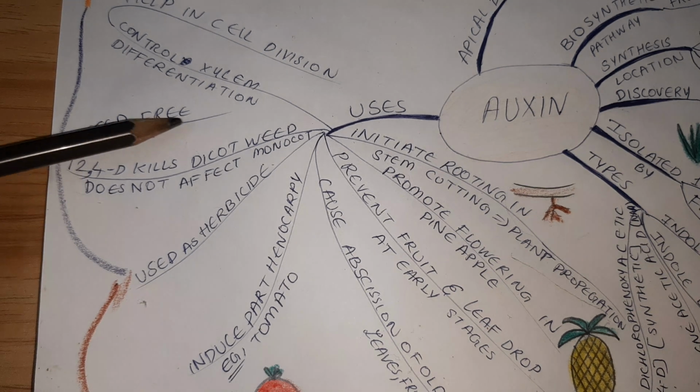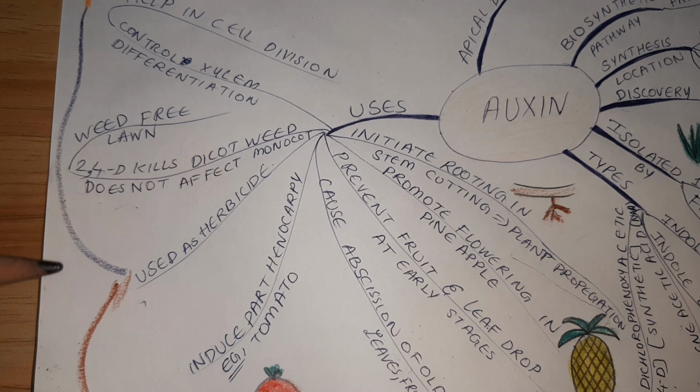This kills dicot weed, does not affect monocot. So if you have all monocot plants in a field, then you can spray this 2,4-D. This auxin will kill all the dicot weeds present in that field. It will not harm the monocots, and you can enjoy a weed-free lawn.